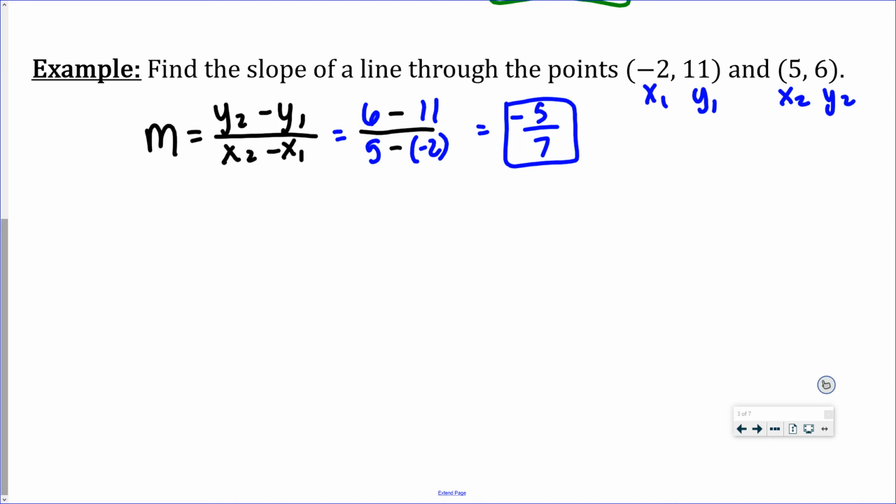Show me with your arms, what direction will this line be going? This way. Yeah. Negative, right? Keep switching. Come on.